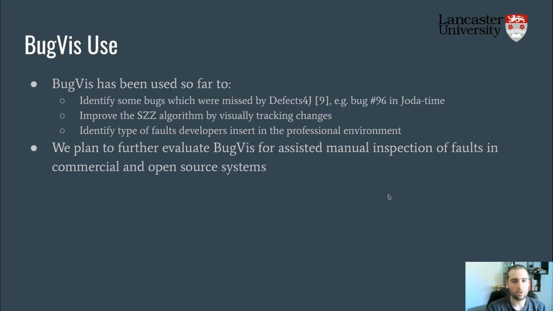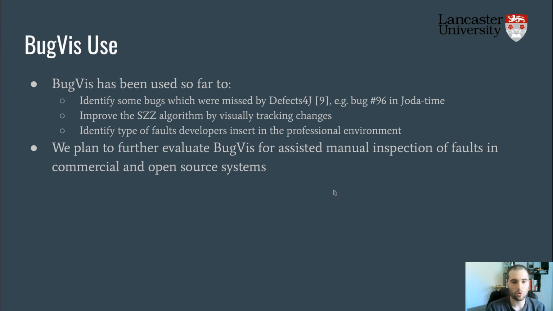So we have used BugVis in multiple different scenarios. So far it has been used to identify some bugs which were missed by Defects4J, which is a very popular bug database of manually extracted bugs. If you look at the paper, you will see an example of bug 96 in Joda-Time, which was not detected by manual inspection in Defects4J. However, BugVis enabled the identification of that fault.